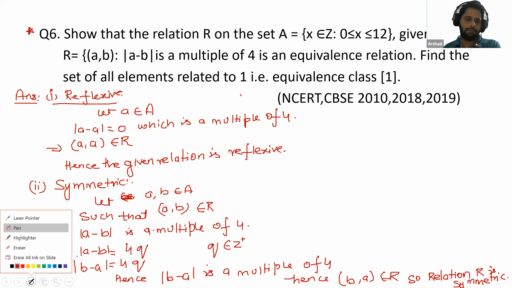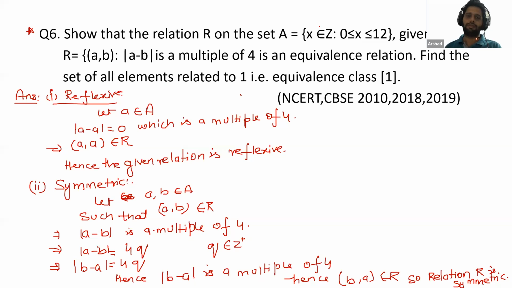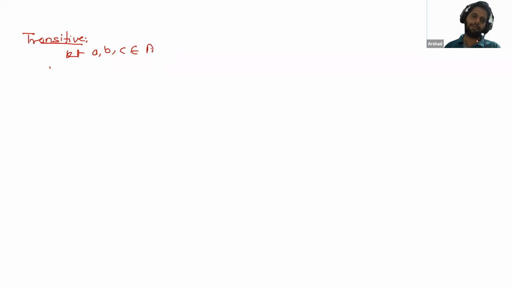Third part. Okay, third is transitive. So we will assume three values. Let a, b, c belong to the previous set, set A, such that (a, b) belongs to the relation R, and (b, c) belongs to the relation R.